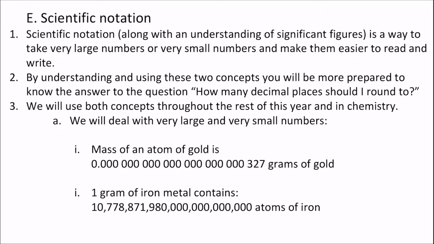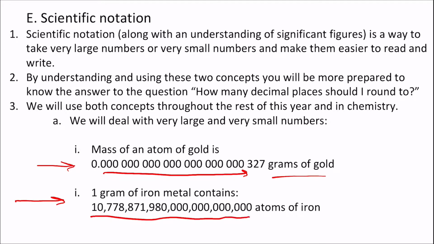We will deal with very large numbers and very small numbers. For example, the mass of an atom of gold is this tiny, tiny number. That's 0 point a bunch of zeros and then 327 grams of gold. If we look at a really big number, we have 1 gram of iron. 1 gram of iron contains this huge number of atoms of iron. So in chemistry, you can see that we're going to need really big numbers and really small numbers. So scientific notation is going to help us to put these numbers into more manageable numbers.